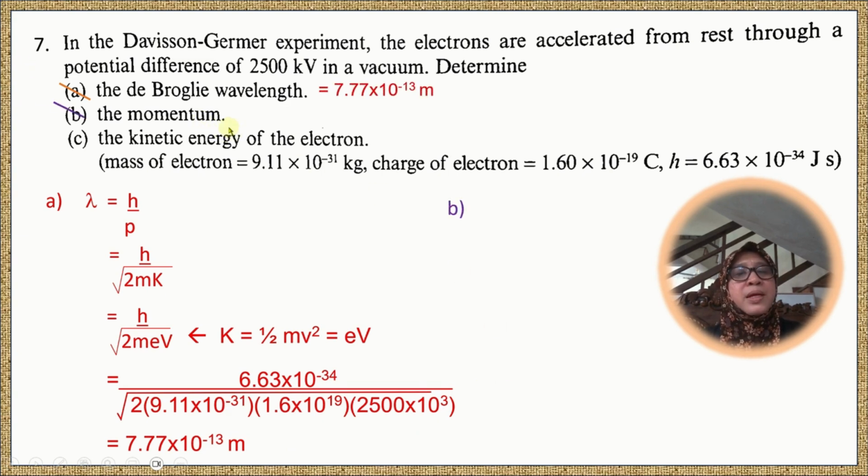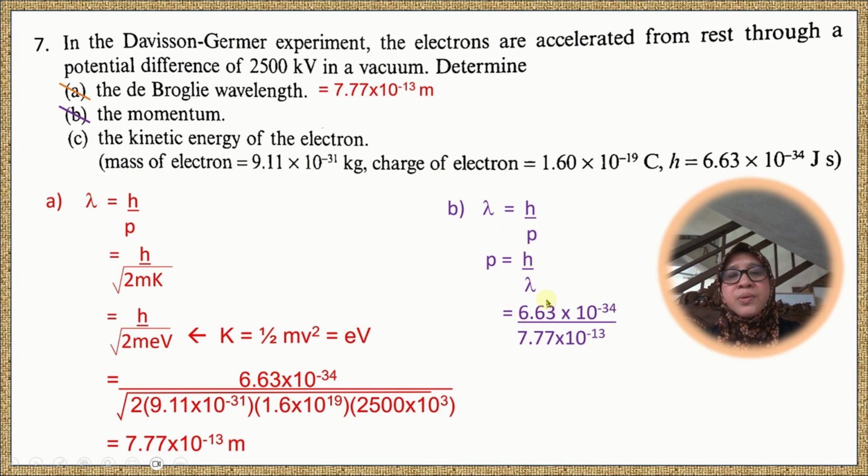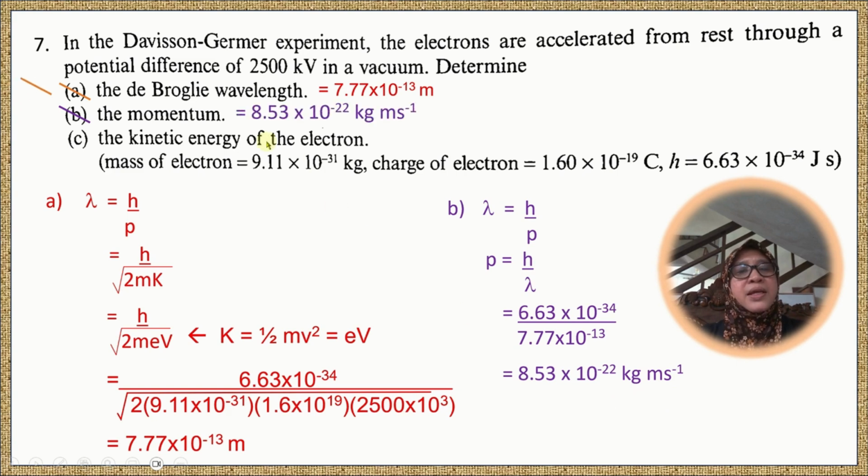Okay, to find the momentum, we use the above equation, lambda equals to h over p. So lambda, wavelength, calculated already, so we substitute into the equation. So cross multiply to get p, and we get the answer 8.53 times 10 to the power of negative 22 kilogram meter per second. Okay, and lastly is kinetic energy.